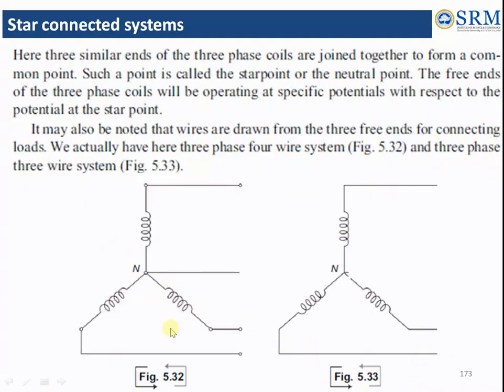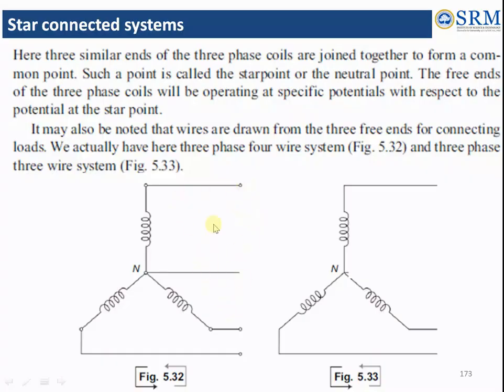Here, as we see, the three similar ends of the three-phase coils are joined to form a common point. Such a point is called the neutral point or the star point. Then the free ends of the three-phase coils will operate at a specific potential with respect to the potential at the star point. Here the wires are drawn from the three free ends for connecting to the loads.